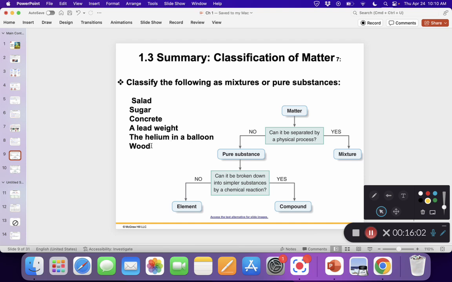Wood. Wood is a mixture. Okay? Because when you look at the wood, you may have a varying composition there. Some area could be more solid wood, some area could be less porous, some area could be more porous. So we do have a different variation of composition there, right? We might have some moisture there, the cellulose, all that. So wood is a mixture.